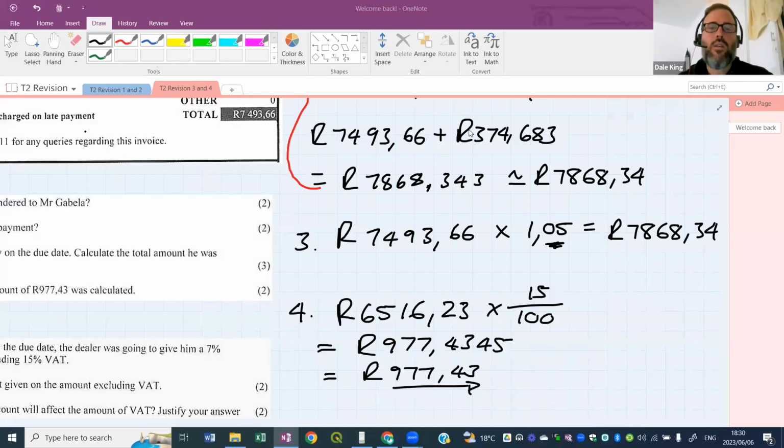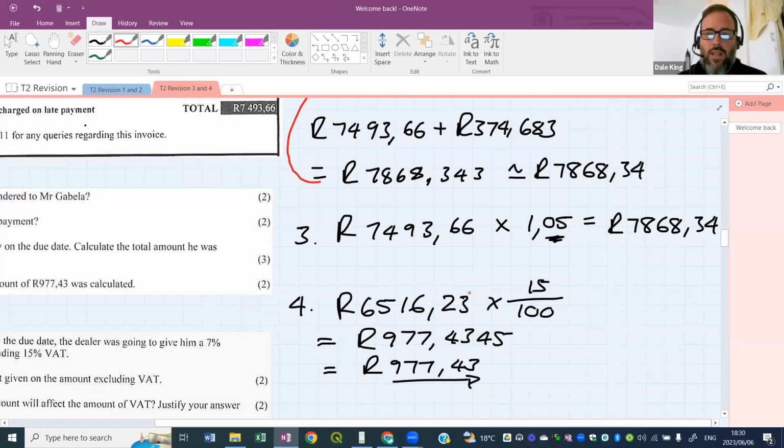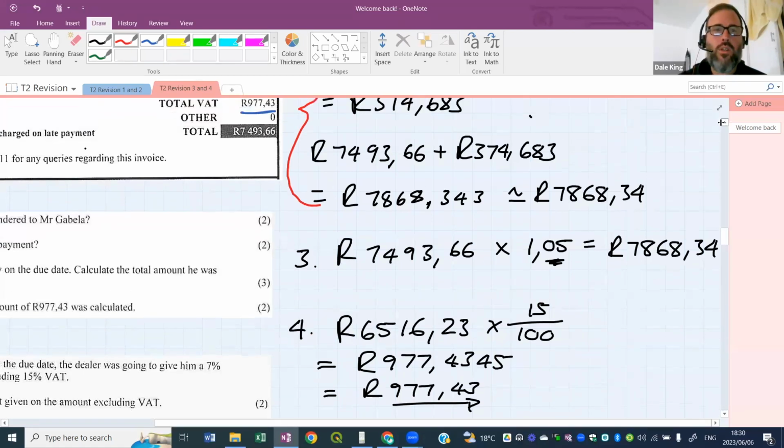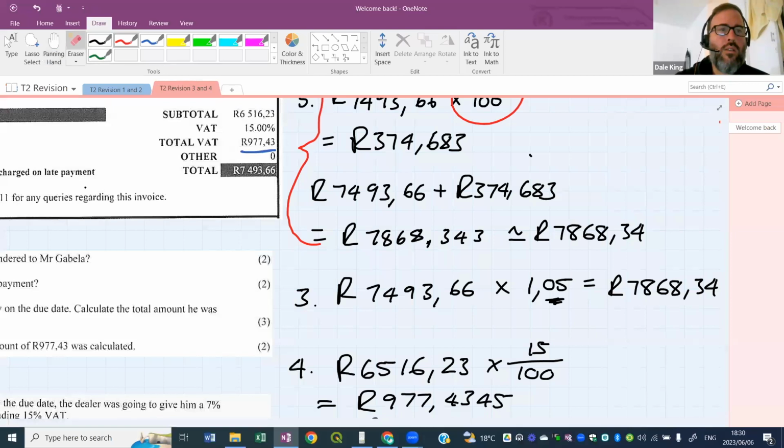No, you don't minus the subtotal. In this case, we're just taking the subtotal, working out 15% of it, and just showing it. We're not going to add it on or minus. We're just showing what 15% of the subtotal is. Take whatever your subtotal is, which is this value here. If I scroll up in the invoice, it's this value next to subtotal, 651623. We need to add 15% of that on.